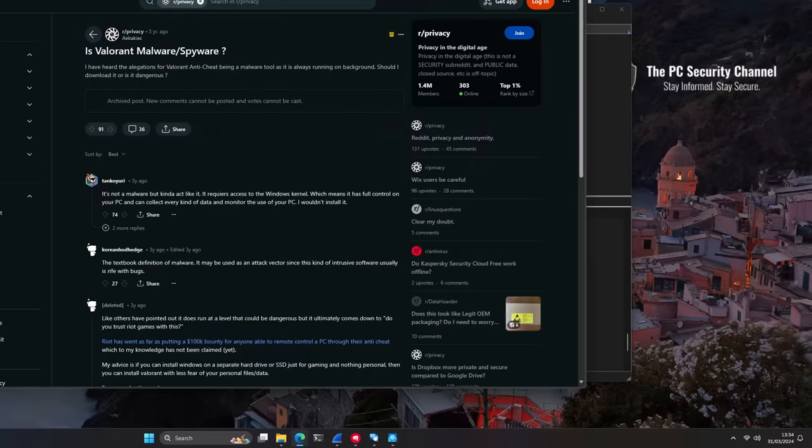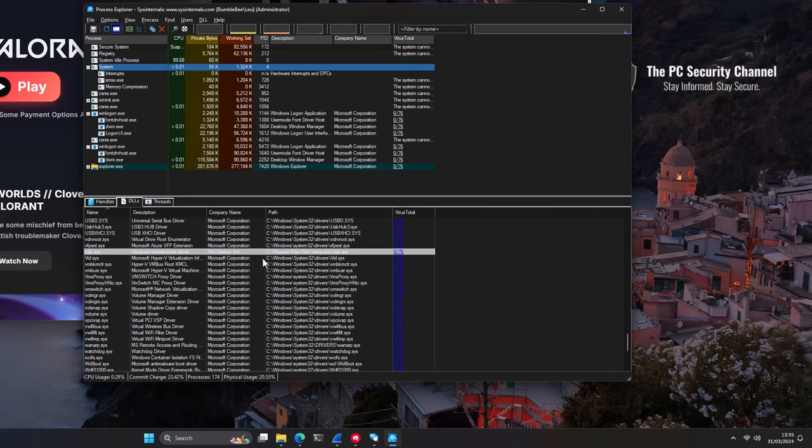So when you see discussions on Reddit about Valorant being malware or spyware, most people just look at this and panic, because this is essentially like a rootkit. It's a driver that's embedded within your system. But it's also important to have some perspective here.